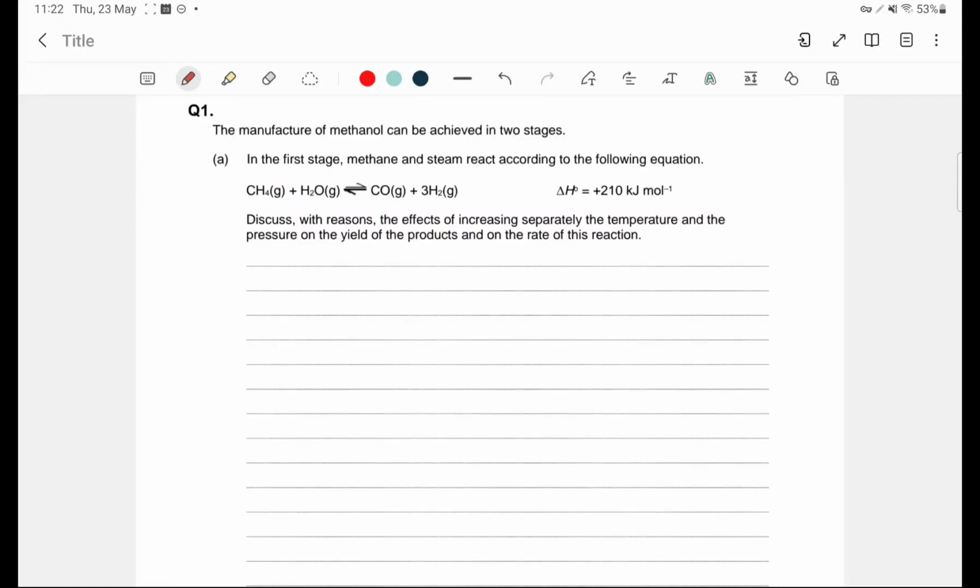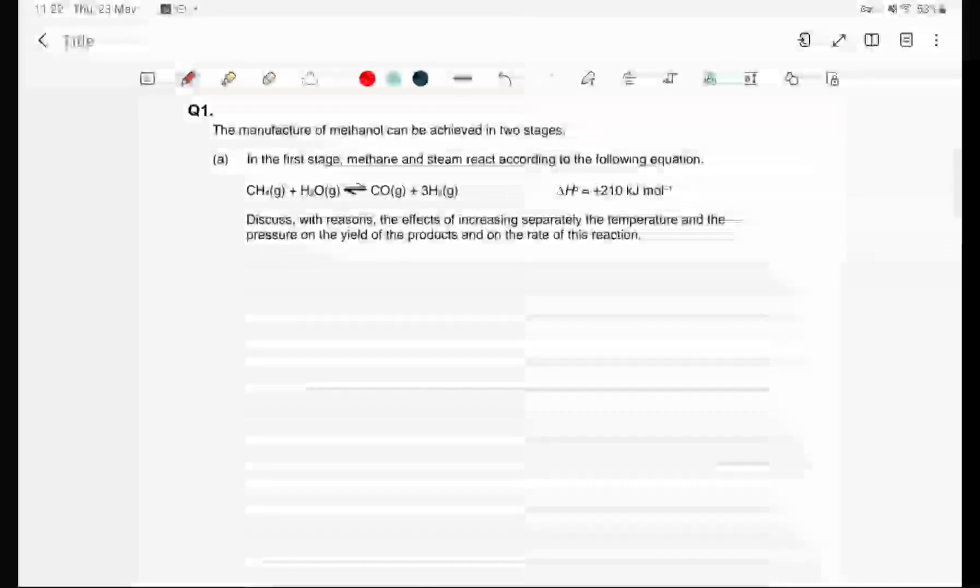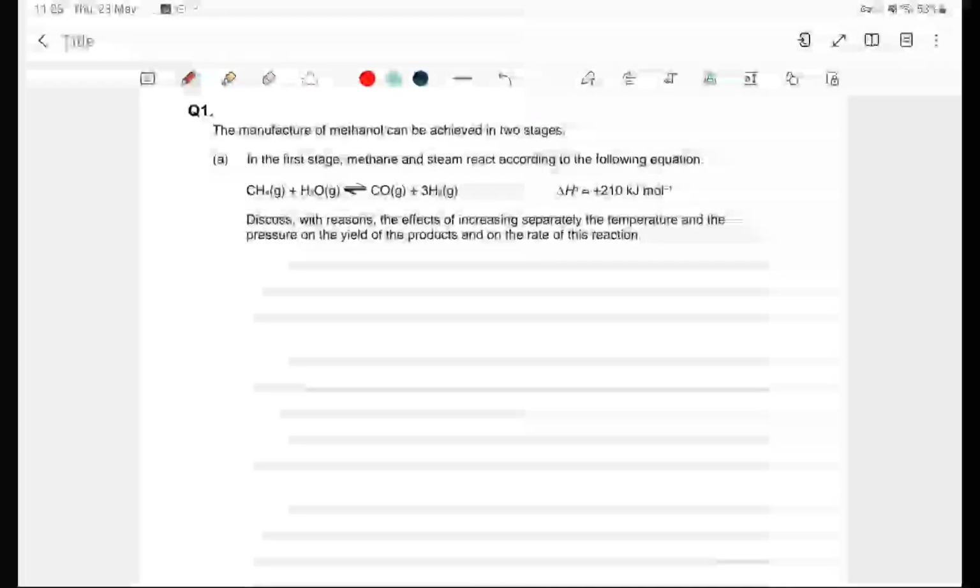Okay, so question 1 wants us to discuss the temperature and pressure on the yield and rate for this reaction. Now really, it's not one question. Really, you can think of it as 2 questions, or you can think of it as 4 separate questions. So let's start with talking about the temperature.